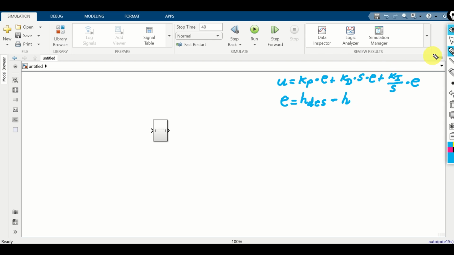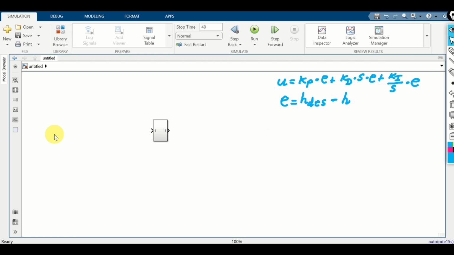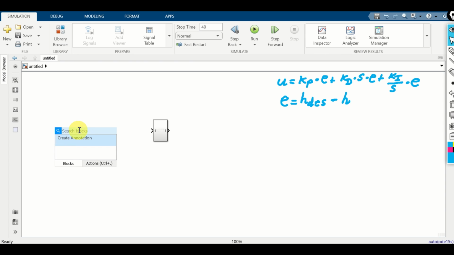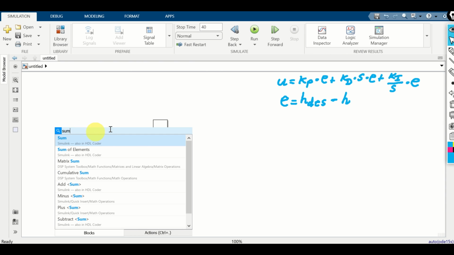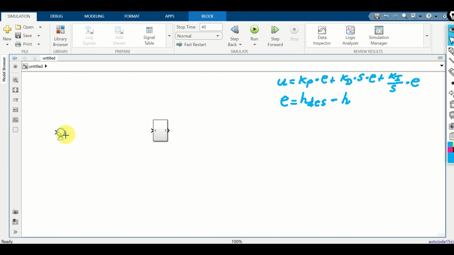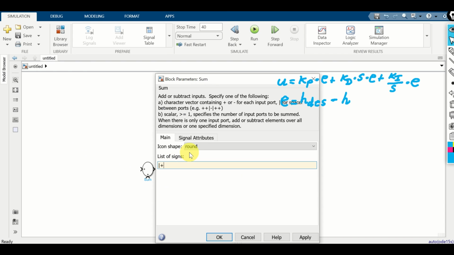Let's model this PID controller. Obviously, first we need to create the error. To create the error, double-click over here and search for sum. Enlarge the sum block and let's move this part over here. Double-click on sum and change this last plus to the minus.